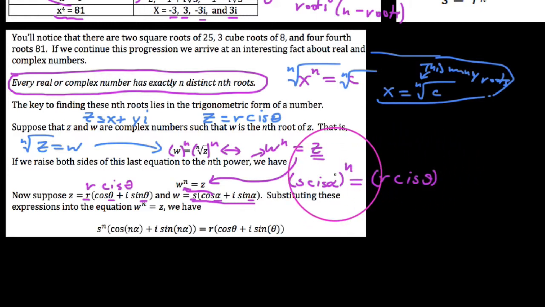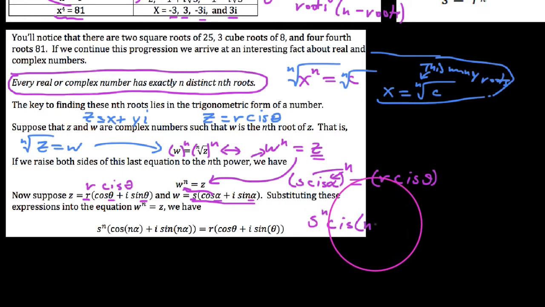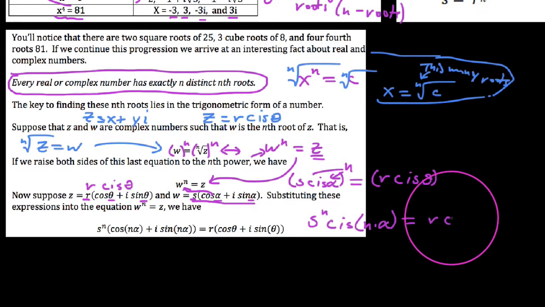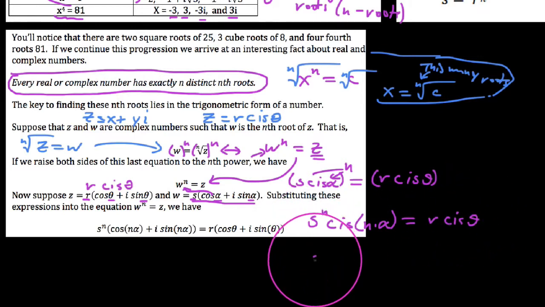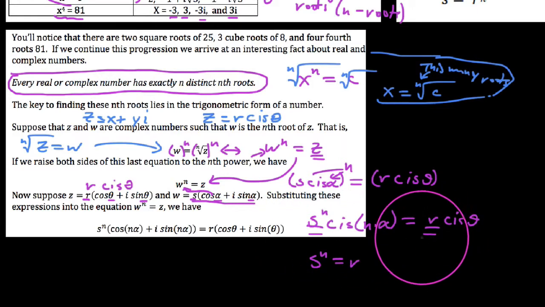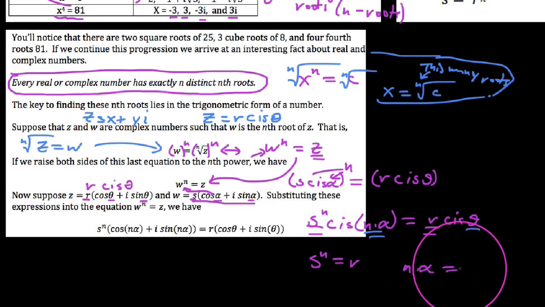And using what we know about equality of trig form numbers, and also DeMoivre's theorem, we can at least say this left side now becomes s to the nth power, or modulus to the nth power, and then cis n, or the power, times the argument that was already in there. So the left side becomes this, the right side becomes this, and essentially what we dig out of this is that s to the n has to be equal to r, because they occupy the same spaces here. And if these two numbers are equal, then n times the angle alpha is equal to theta.